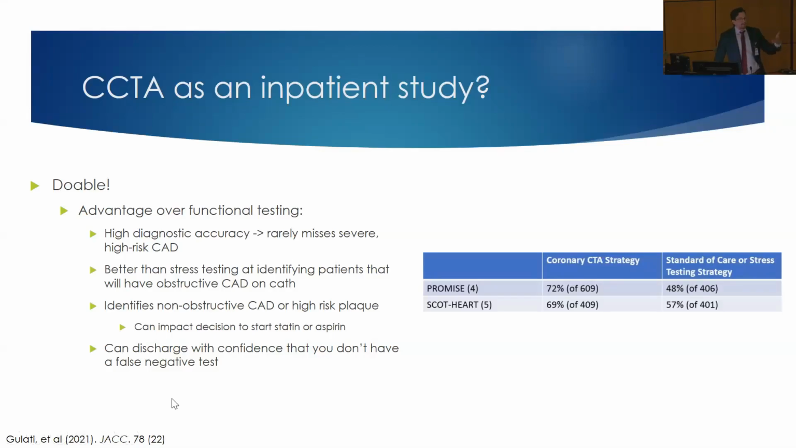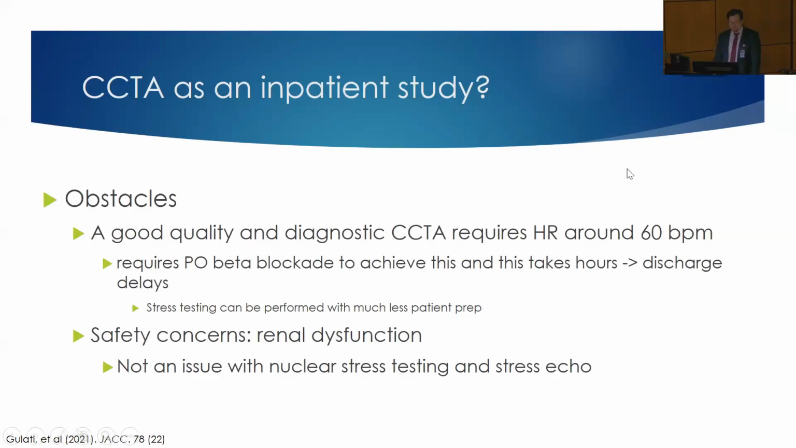Like your coronary CT was normal and the patient should be reassured by that. Doing a heart cath in this case is not going to benefit you at all. So I think that could help patients not risk getting readmitted for another chest pain rule out. But the main obstacle, of course, is getting a good quality CT. It requires a heart rate of about 60 beats per minute, and that can sometimes lead to discharge delays.